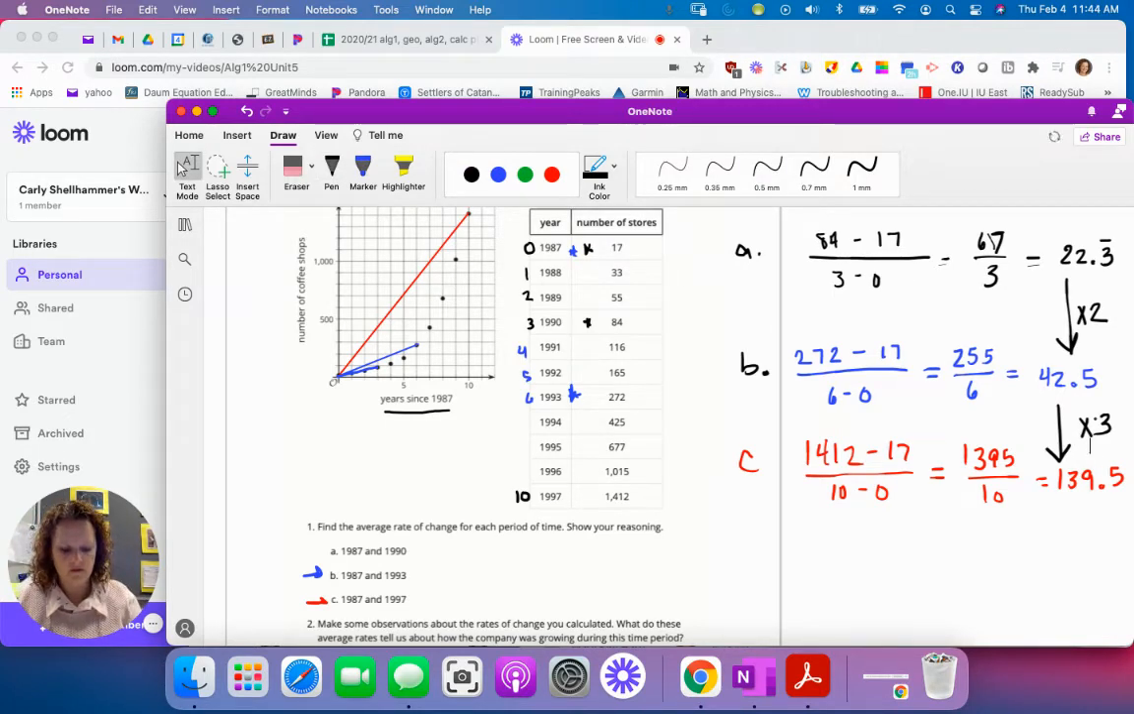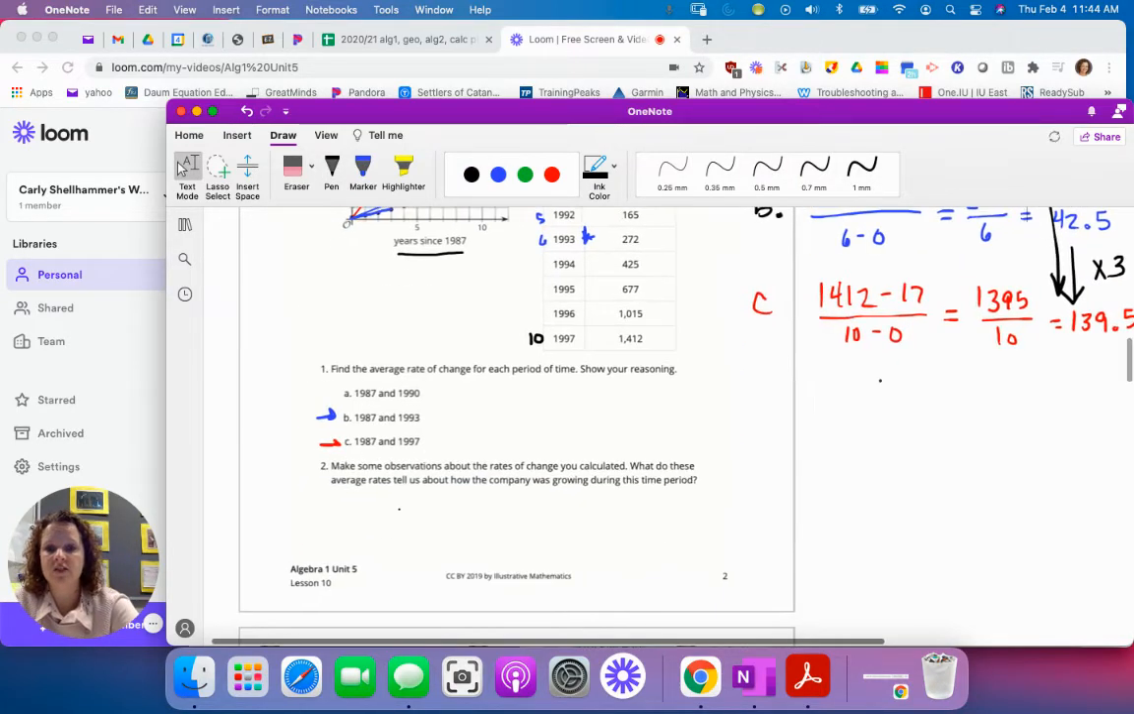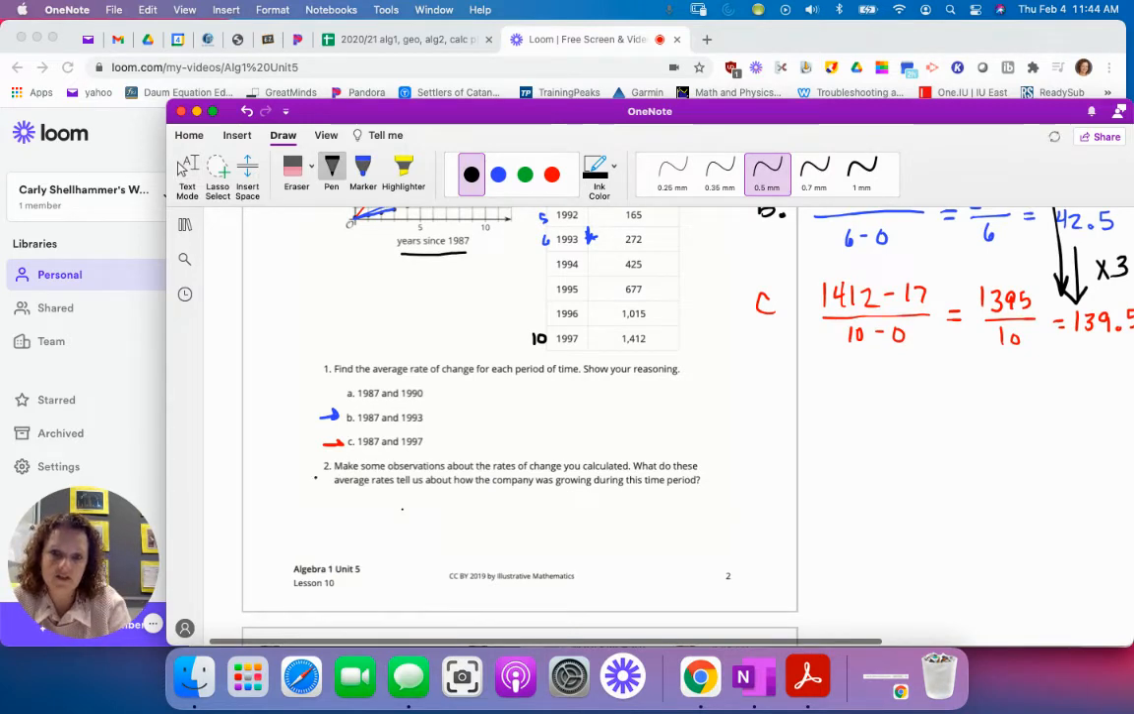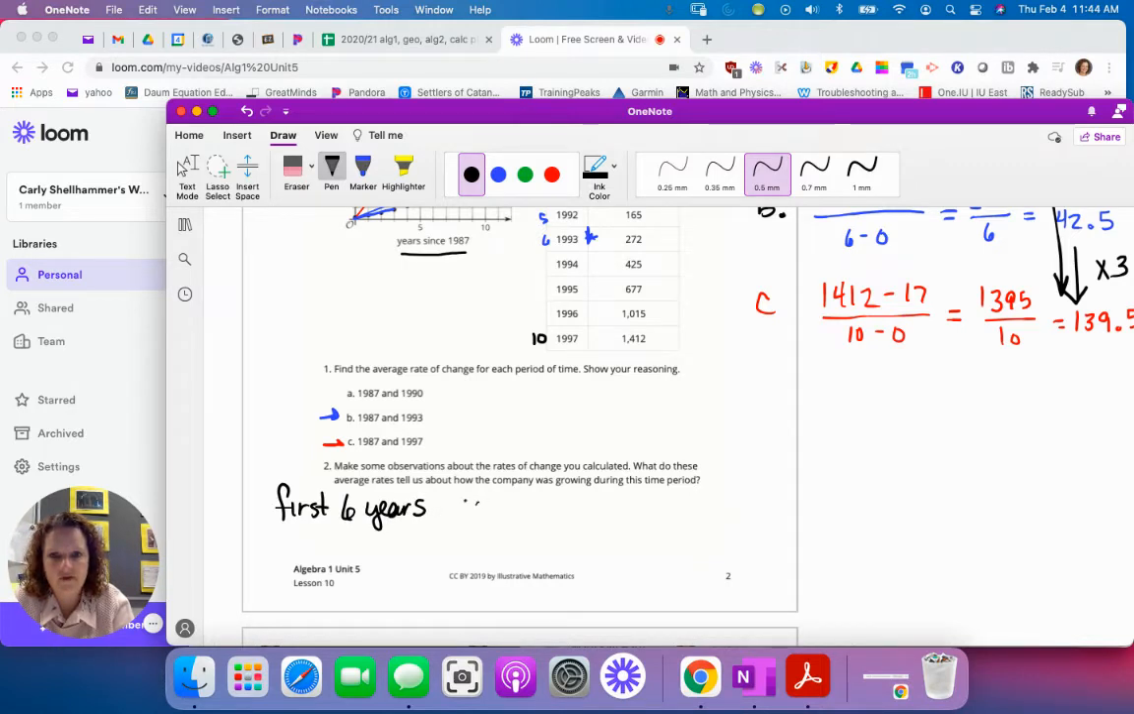42.5 times 3 is 127. Goodness, 139.5. Yeah. And this average rate of change from here to here is times 6. Okay, so our average rate of change is increasing more rapidly with each segment of years. So in the first 6 years, the average rate of change almost doubled, right? Compared to the first 3 years.